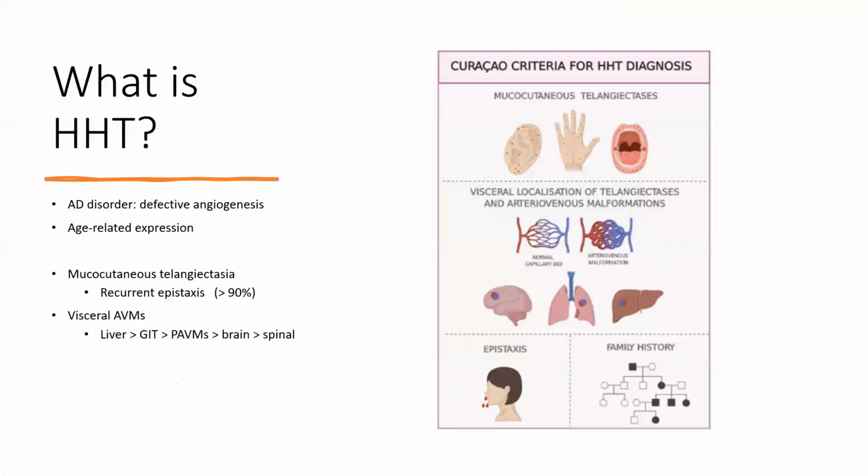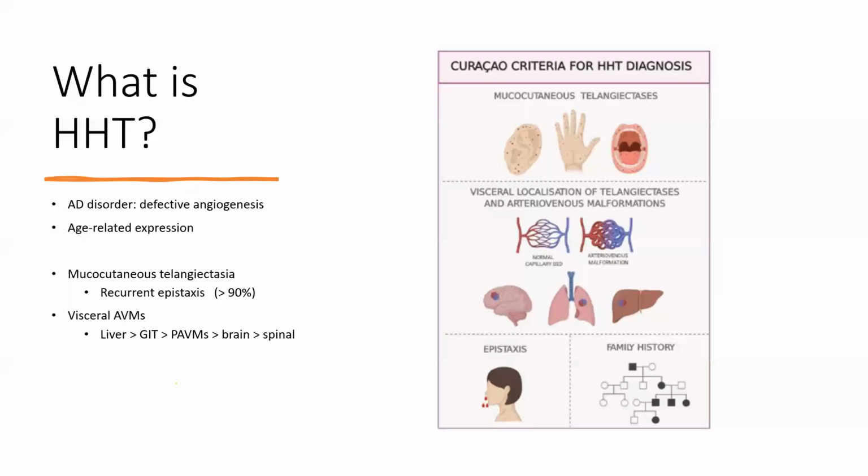It's an autosomal dominant inherited disorder of defective angiogenesis. It has an age-related expression. In other words, these patients present with epistaxis most of the time, more than 90% of them. This is usually after the age of 12 that they start to bleed, and most of them will have epistaxis by their 20s.